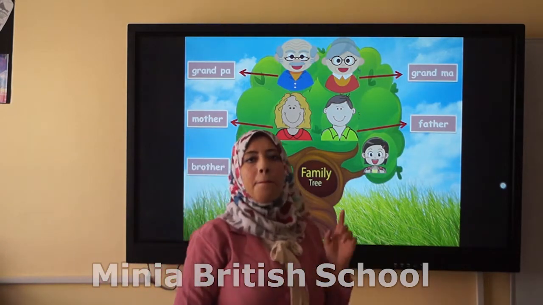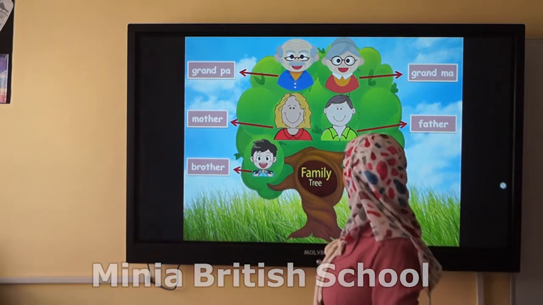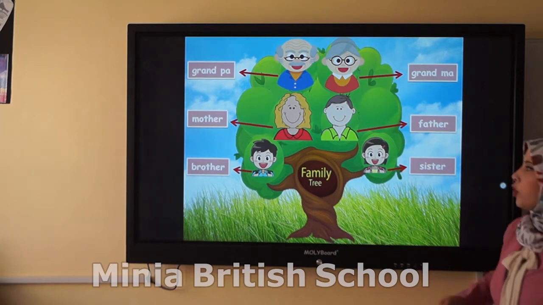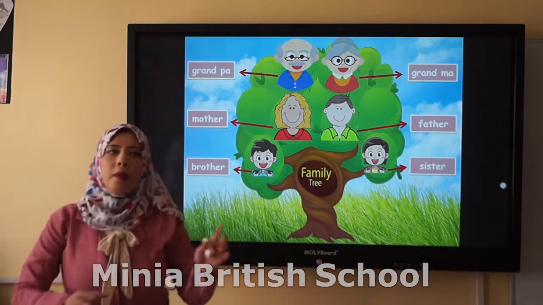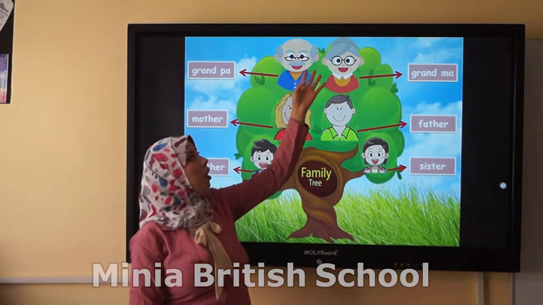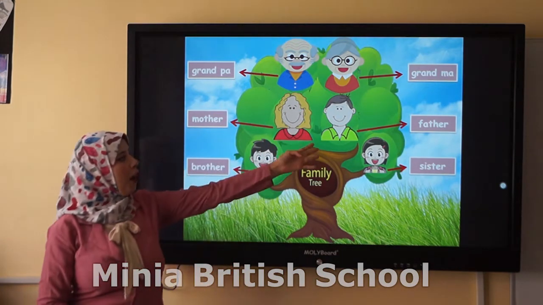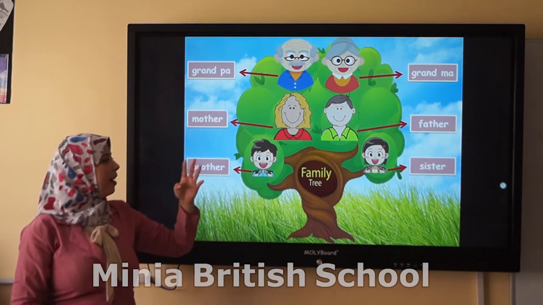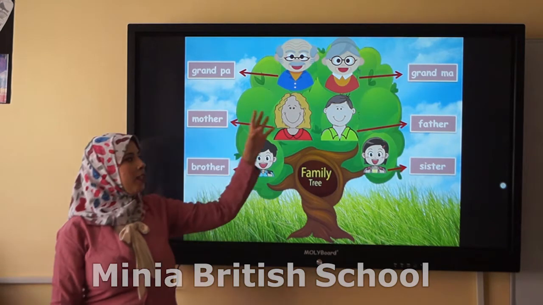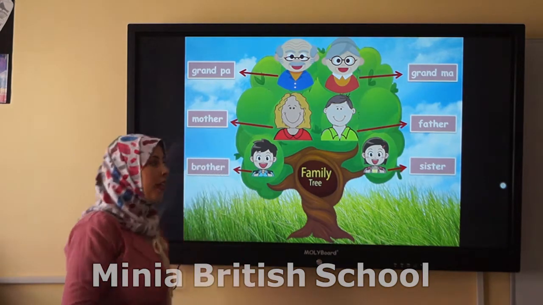Brother, brother. Sister, sister. So we have our family tree. We have grandpa, grandma, father, mother, sister, and brother. So these are the family tree.